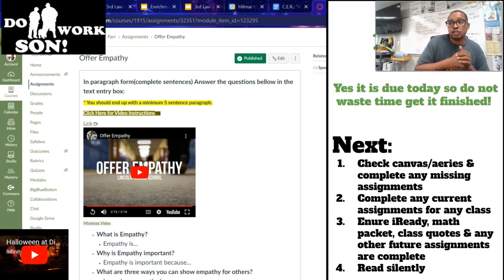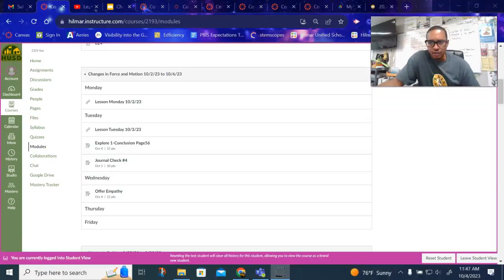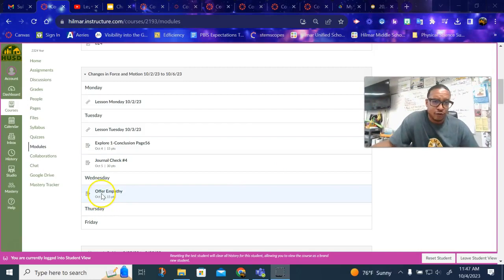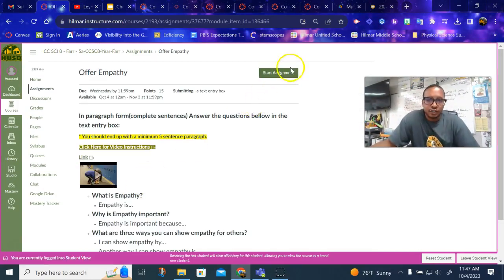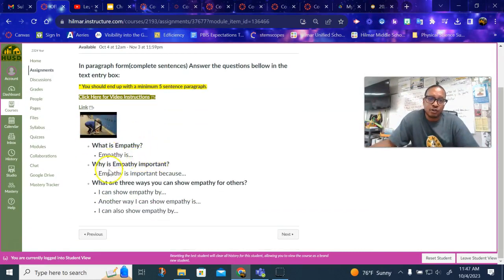This assignment is due today, so make sure that you get this paragraph typed up and done. And also for this assignment here, I think I can show it to you guys. So I'm going to pause this and go. So this assignment's right here. So, Offer Empathy. Okay. Click on that. It's in the modules for this week. And then you'll say start assignment. And if you look here, there's all the prompts for everything for this paragraph.